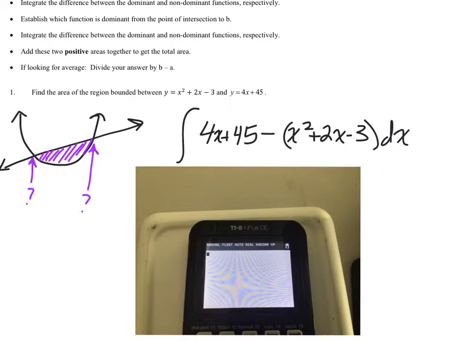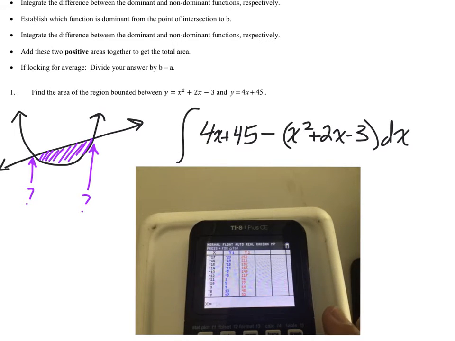Okay, so we're going to type in our equations. We have 4x plus 45. I'm going to put the one that's physically more dominant in y1, and then the one that's non-dominant I'll put in y2. So x squared plus 2x minus 3. I'll take a look at the table to get a sense of the neighborhood of the graph. It looks like they start getting close to each other around -6. Well, actually, it turns out they're exactly the same at -6.